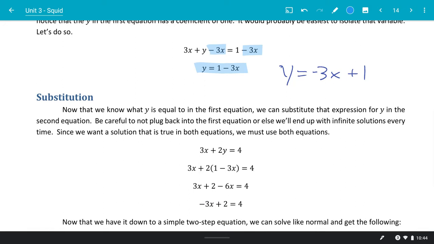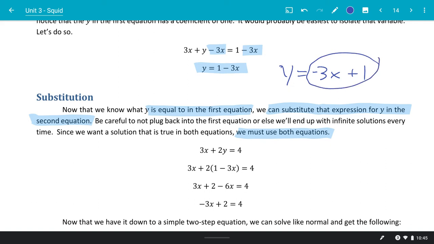Substitution. Now that we know what y is equal to in the first equation, we can substitute that expression for y in the second equation. So we know what y is equal to in the first. We can substitute that expression for y in the second equation. Be careful not to plug into the first equation, or else you'll end up with infinitely many solutions every time. Since we want the solution to be true in both equations, we must use both equations. So we're going to plug this value in for the y of the second equation.